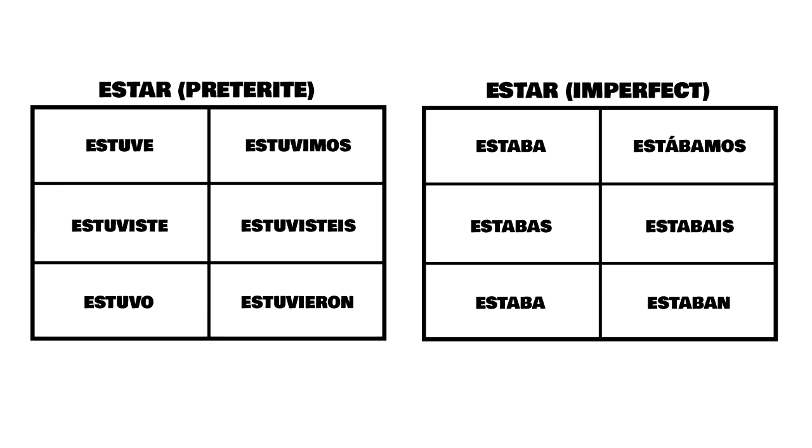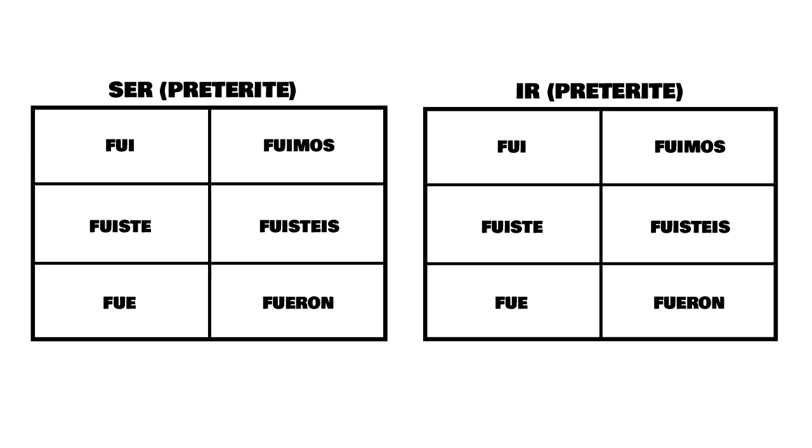Here's estar in the preterite and imperfect. So easy compared to ser. In the preterite, estar takes the tener endings exactly, and in the imperfect, estar is 100% regular. I really do love estar, but not ir. I do not love ir. Because you probably heard, in the preterite, ir looks exactly the same as ser does. I have no idea how this came to be. It's just something you gotta get used to.